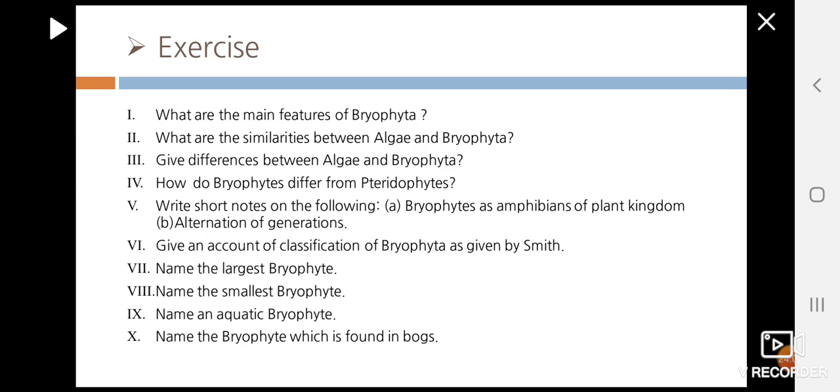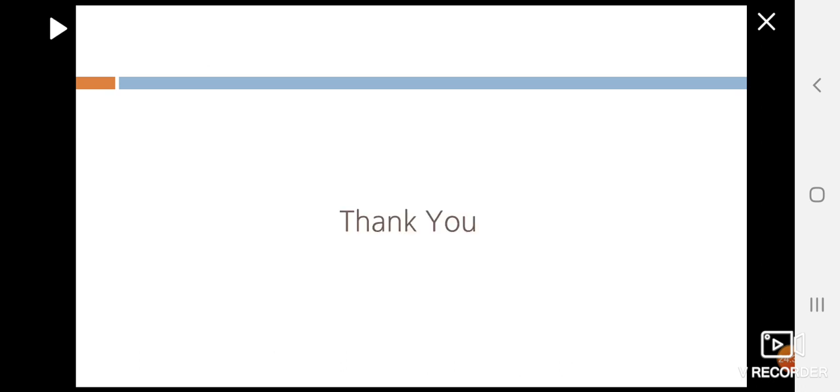Next question is: give an account of classification of Bryophyta as given by Smith. Name the largest bryophyte. Australian Dawsonia, which I told you. Name the smallest bryophyte. Zoopsis. Aquatic bryophyte. Name the bryophyte which is found in bogs. So this is how you can give the answers to the questions. Thank you.